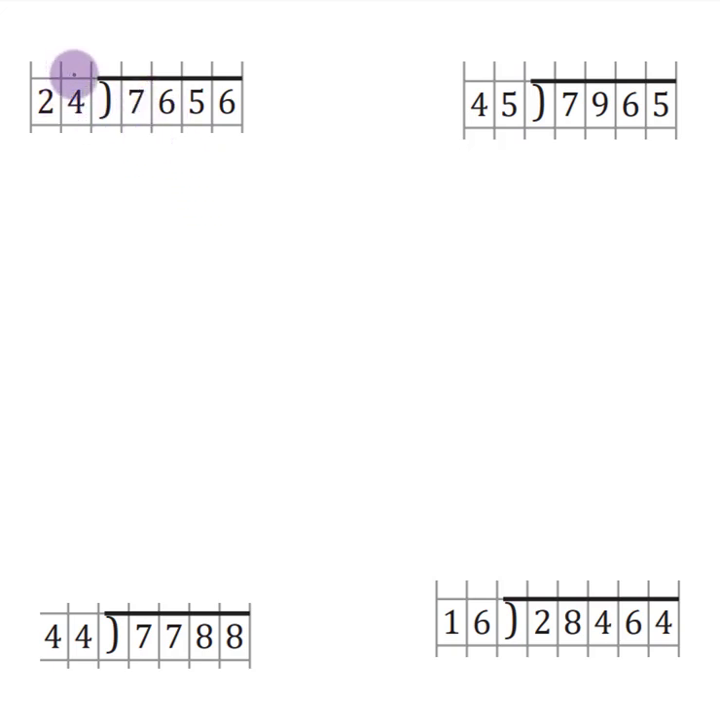I don't really know my 24 times tables, which is what you need to know to divide by 24. So instead of dividing by 24, we think of two numbers that multiply together to make 24 and divide by those two numbers instead. With 24, you could have 4 and 6, 2 and 12, or even 3 and 8. I need to choose the combination that is easiest to divide by.